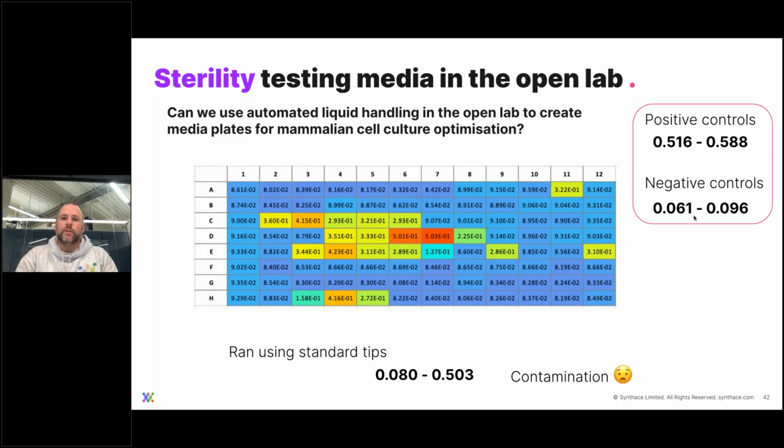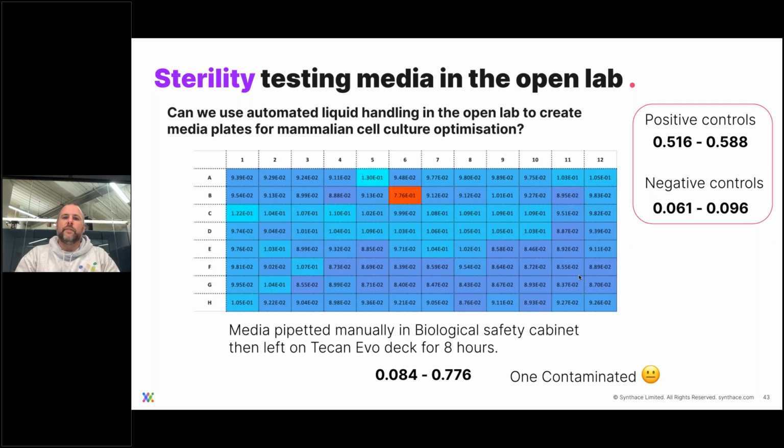These are the readings from the automated experiment using standard tips or non-filtered tips. And we could see there was some contamination in wells comparable to that of the positive control. Some are okay, but a few are contaminated though.